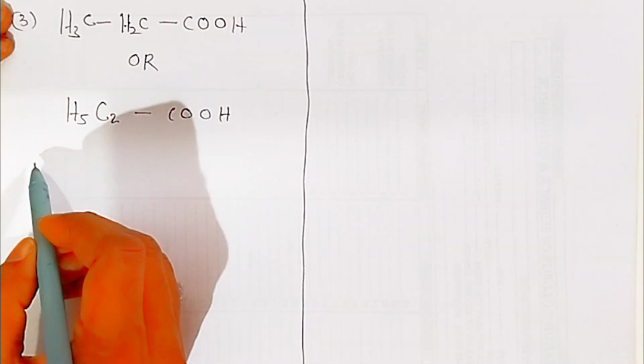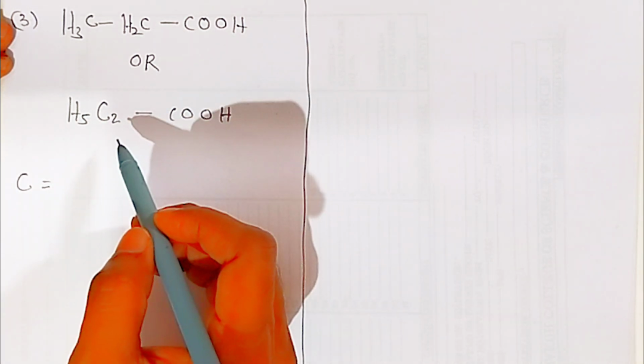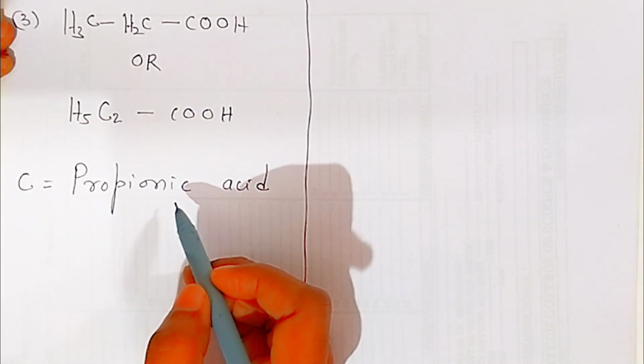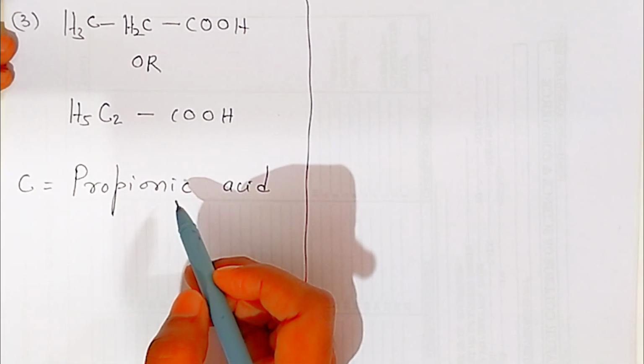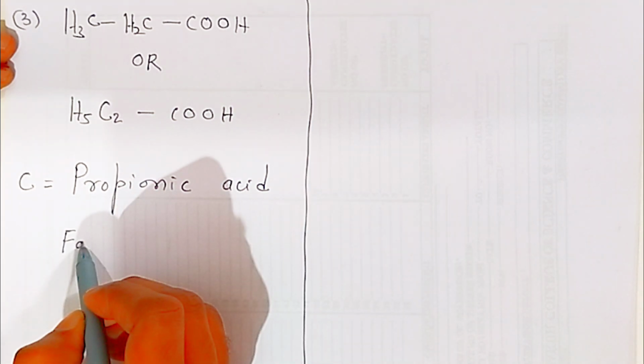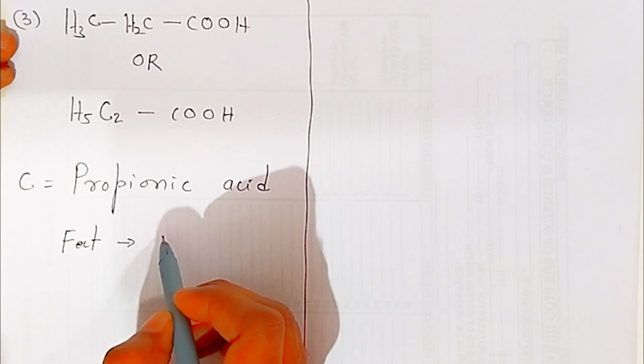What will be the common name of this molecule? Since it contains 3 carbons, it is called propanoic acid, propionic acid. Why? Propion means this is the first fat molecule. It is the first fat. That is why it is called propionic acid.